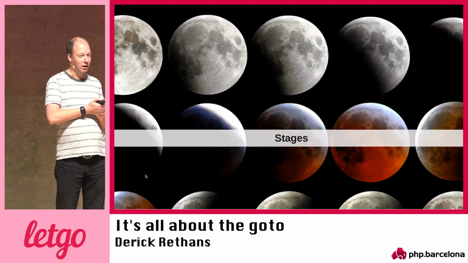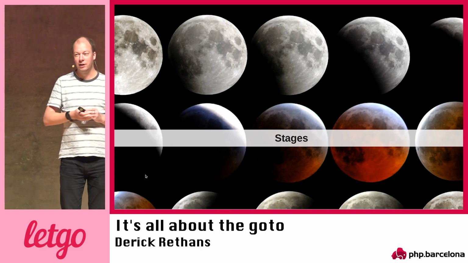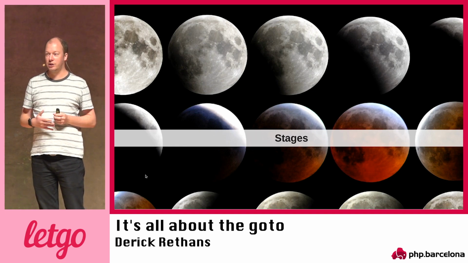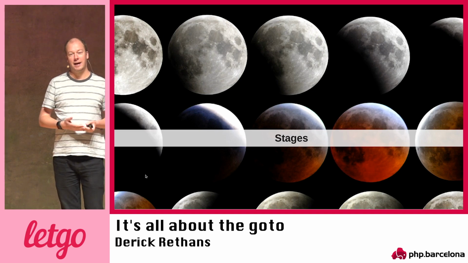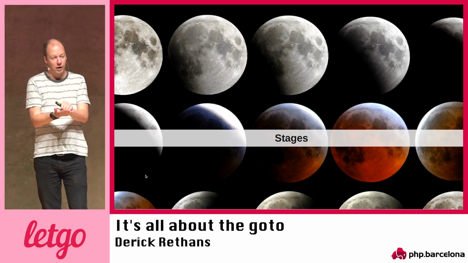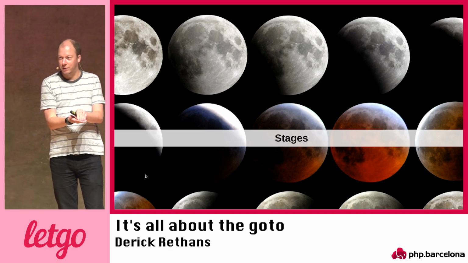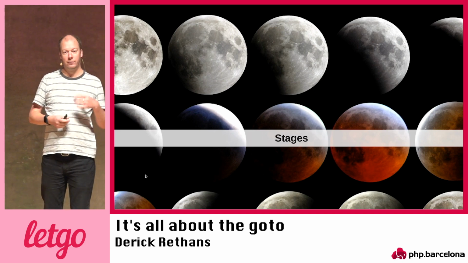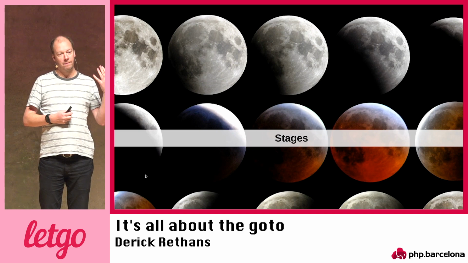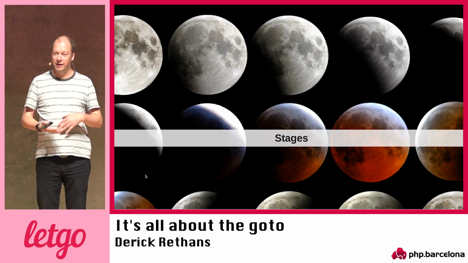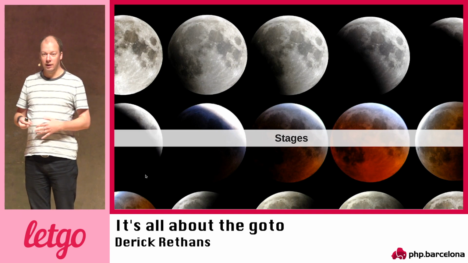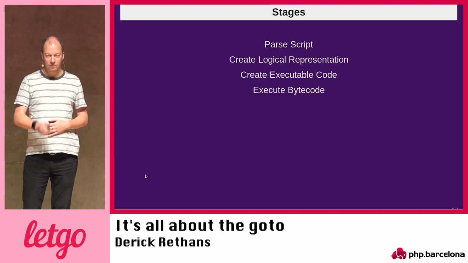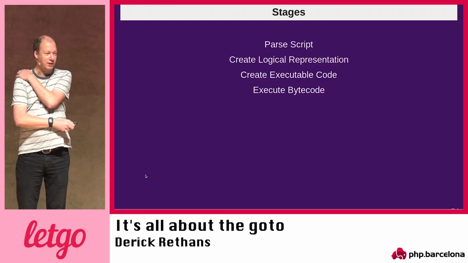Okay, so what I'm going to talk about is not moon stages, but the different stages that PHP has for going from a file on disk, hopefully with PHP code in it, to executing it through the engine. We'll have a look at what happens in all these different stages and how this is all linked together in PHP source code. So there are four main stages here.